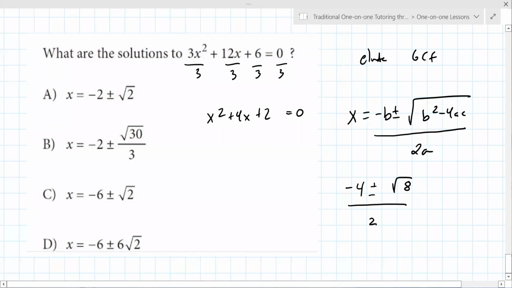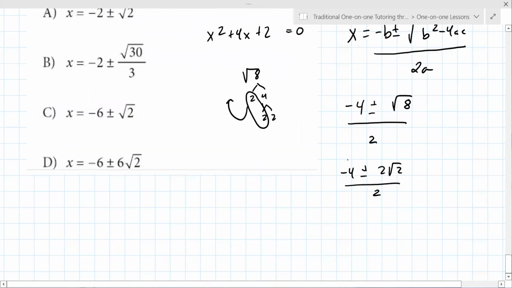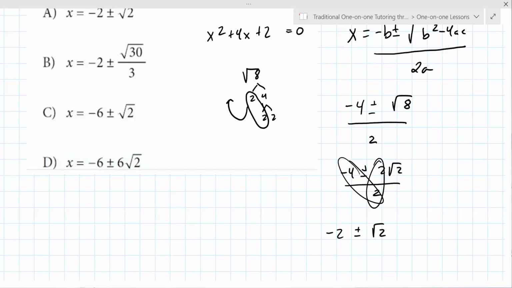Yes. Okay. So now you do have to reduce the square root of 8. Square root of 8 is 2 and 4, 2 and 2. So you bring a 2 out. So it's minus 4 plus or minus 2 square root of 2 over 2. And you end up having to divide both of these by 2. So that's minus 2 plus or minus square root of 2.